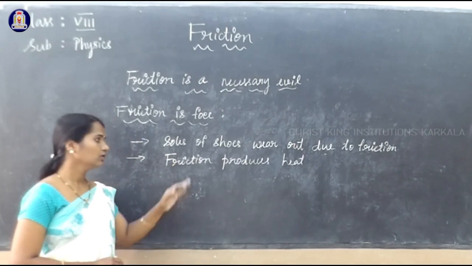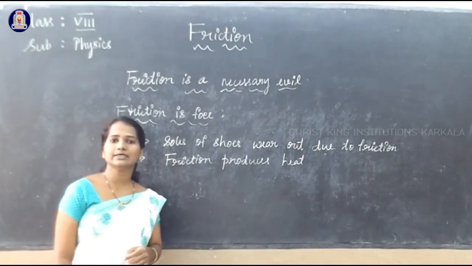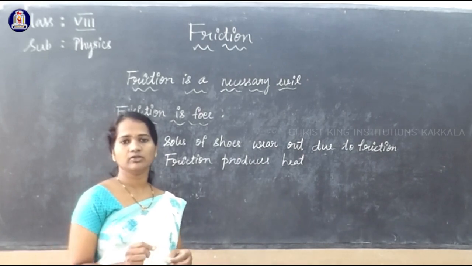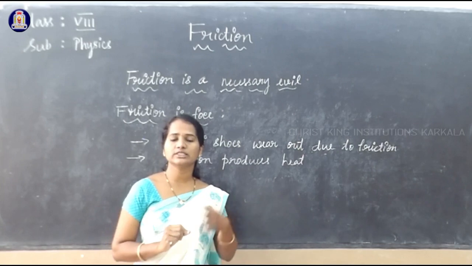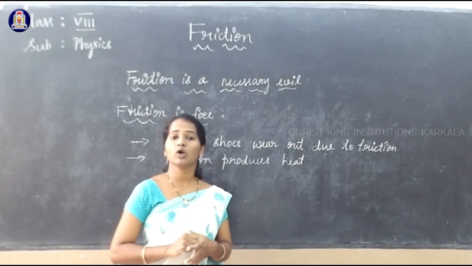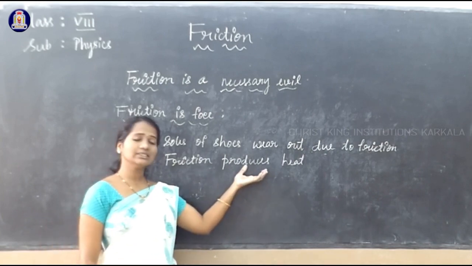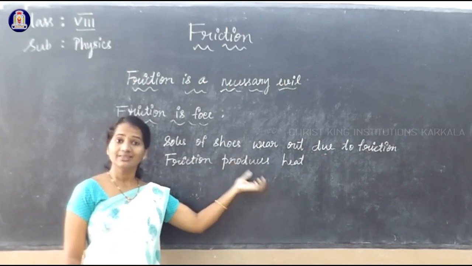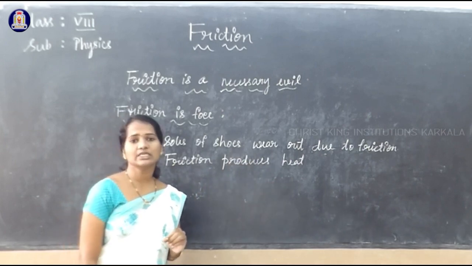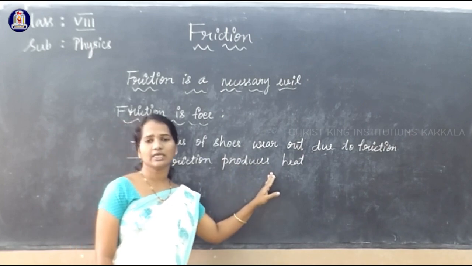And also friction produces heat. You might have seen that to light a matchstick you have to rub it on the matchbox. Because of the friction, heat is produced. But sometimes this heat leads to the wastage of energy. In some machines, because of the heat, energy gets wasted.